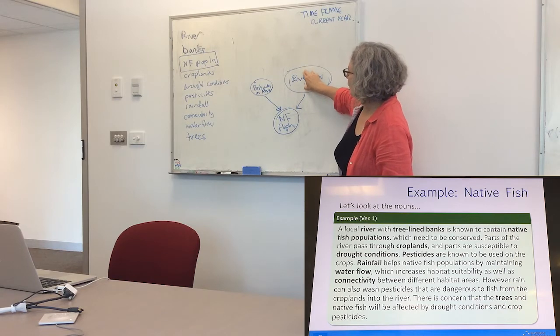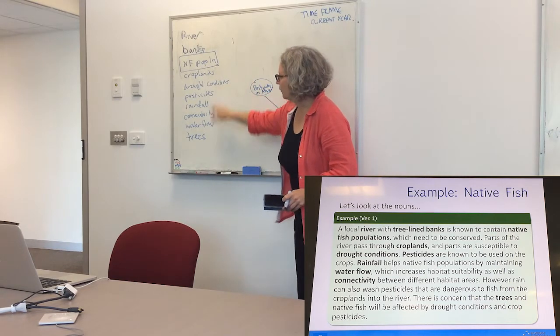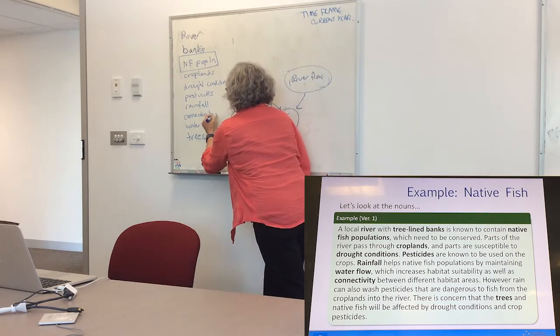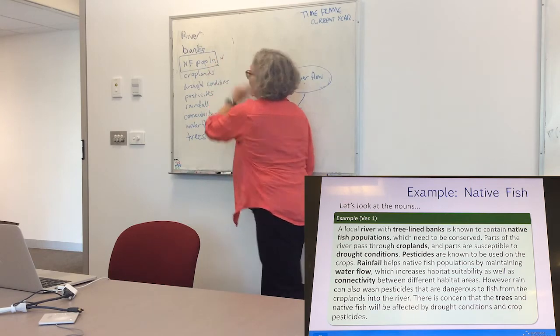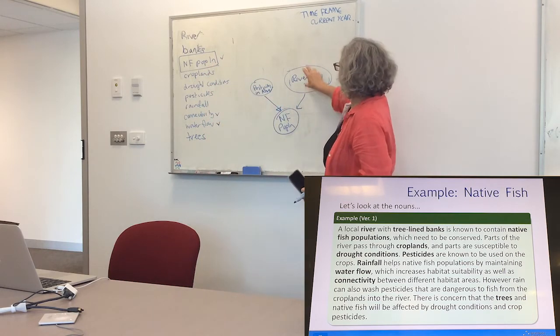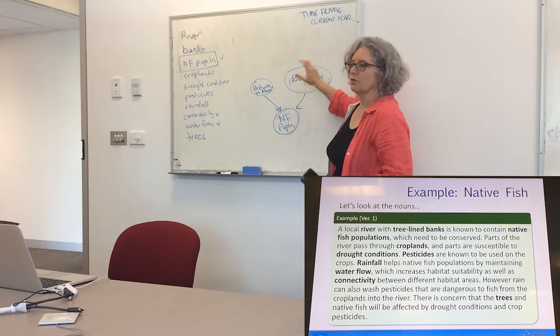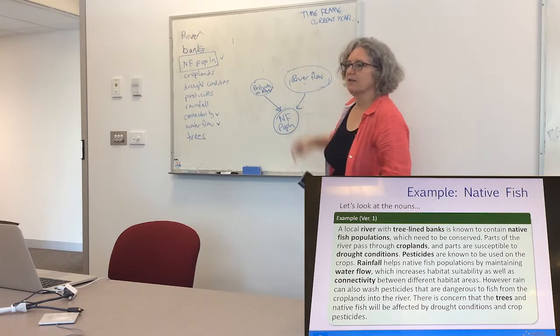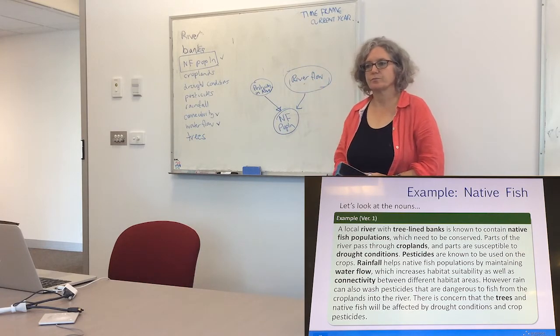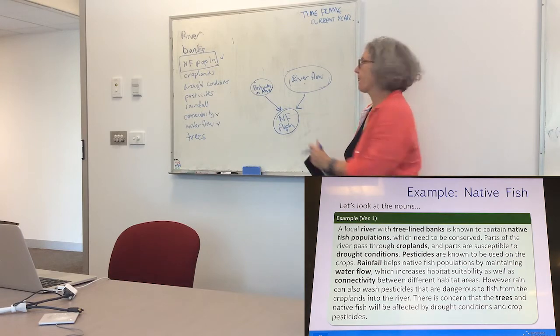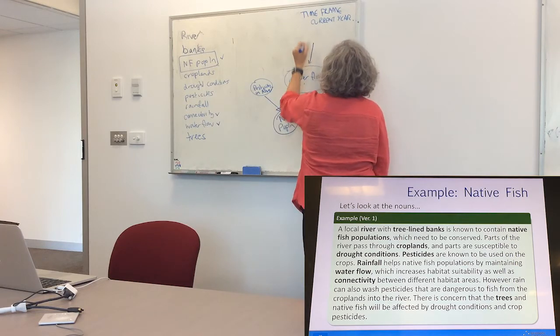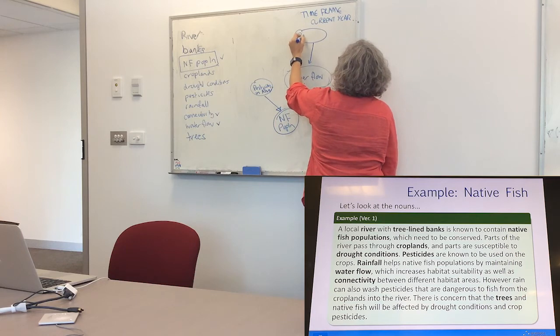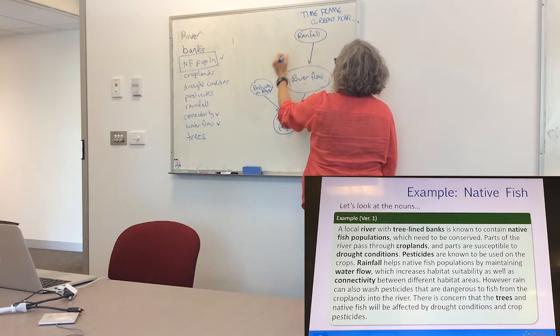So if we take this one and say, all right, what are our variables? We've already put these ones in there. Let's say, what are the variables that we need to create that will directly impact on the river flow? Yeah. So rainfall.